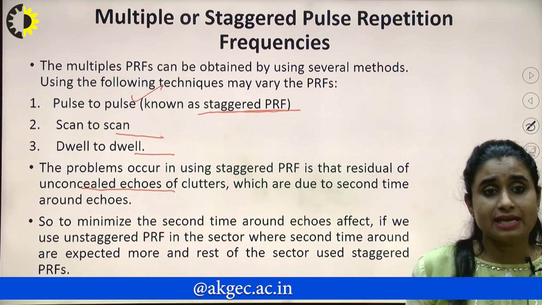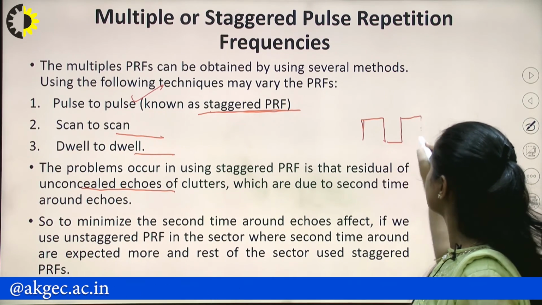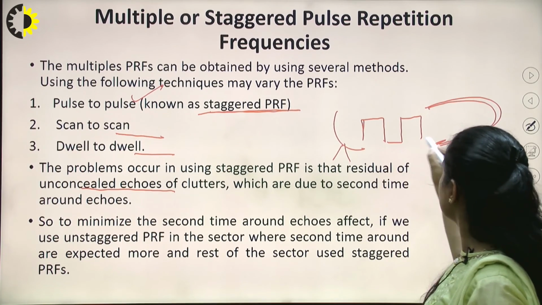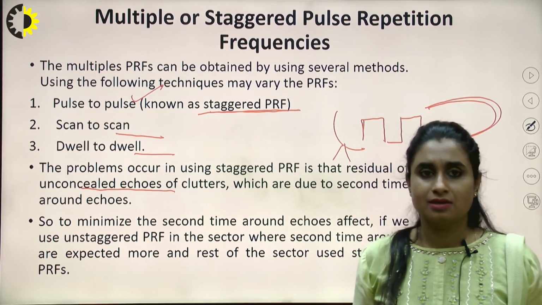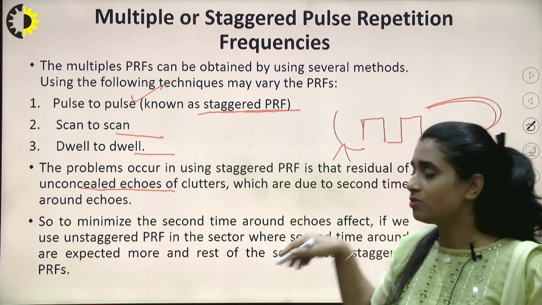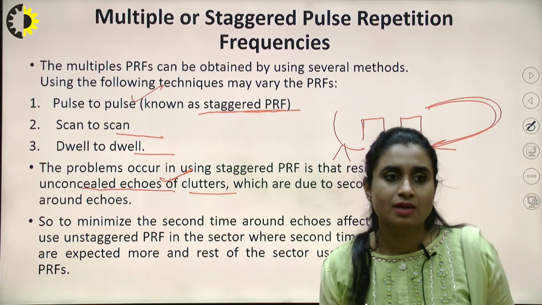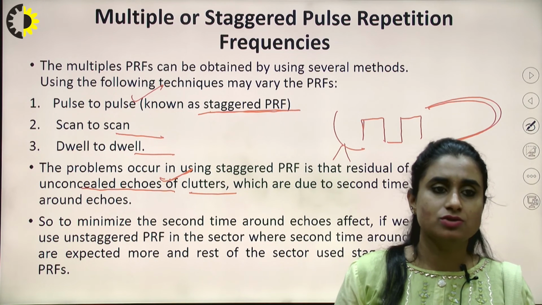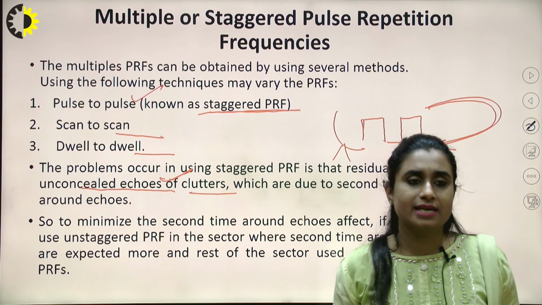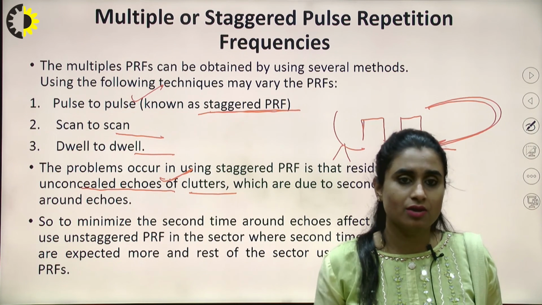To minimize the second time around echoes, what are second time around echoes? When I transmit a pulse from the transmitting antenna, I receive the echo back. If I receive the echo after transmitting the second pulse, that is, exceeding the maximum unambiguous range, then that is a second time around echo, right? This is still a problem which could be minimized. To minimize second time around echoes, we use unstaggered PRF in sectors where second time around echoes are expected more, where the target is considered to be at a very large distance.